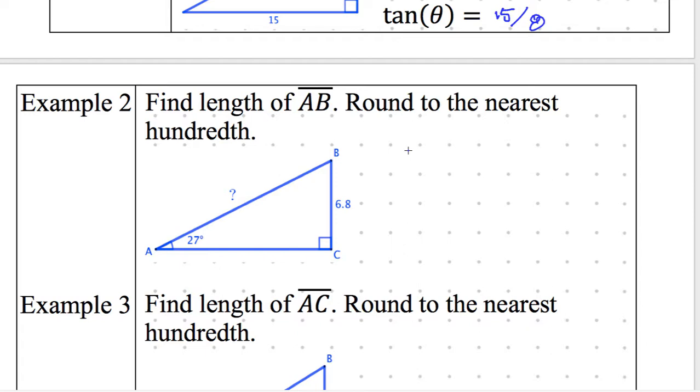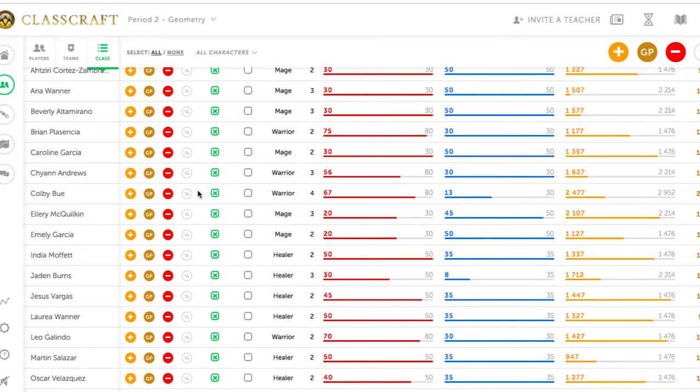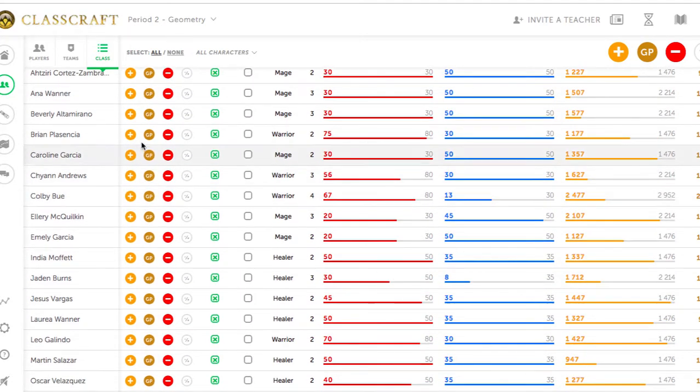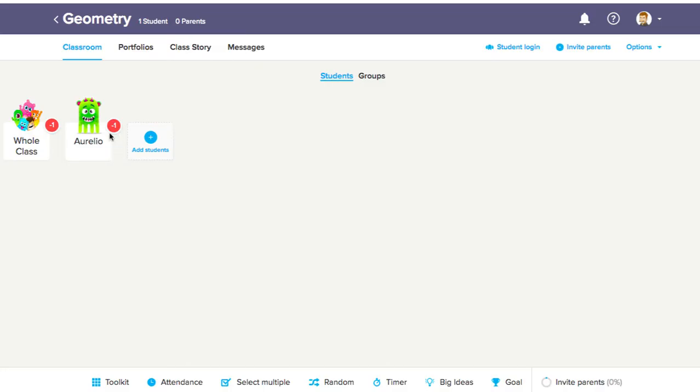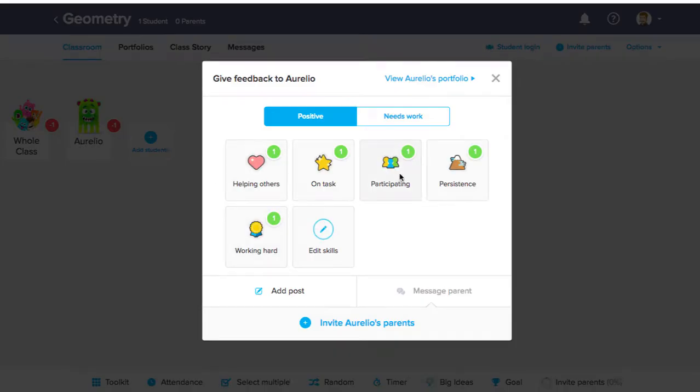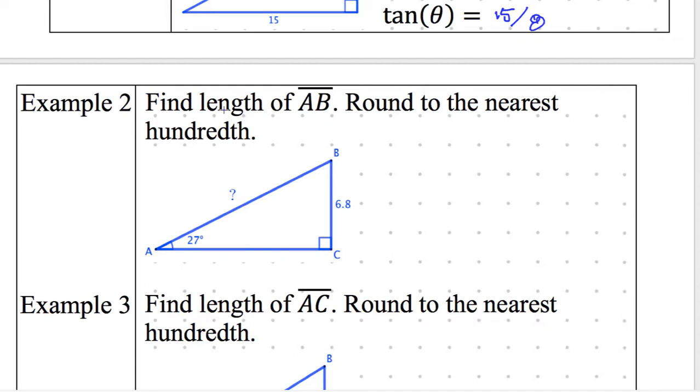You going for it, Aurelio? Close. Cosine would have been this one down here. Cosine. You still can get your participation card in, and you get a marble. Oh yeah, you are on Class Dojo. Anyone else want to take a guess? Caroline, do you still have your card? Yeah. All right, go for it.